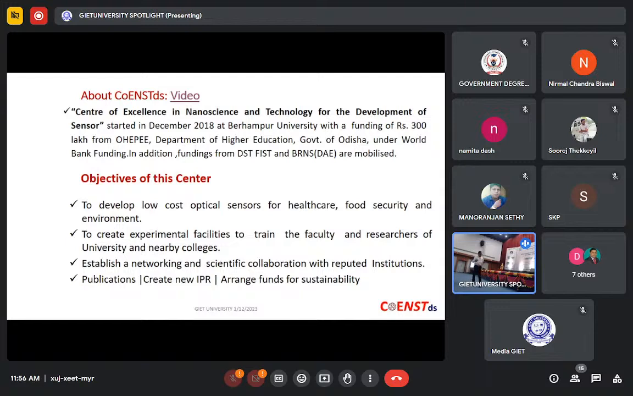We have to arrange funds for our center because the center is funded for 5 years, 2018 to 2023. This project will be over by March 2024, so we have to see how to generate funds for the sustainability of the center. So this is about the Center of Excellence for Nanoscience and Technology for Development of Sensor. Yes, sir, you can access that remote. The remote you have in your hand, you can use that.